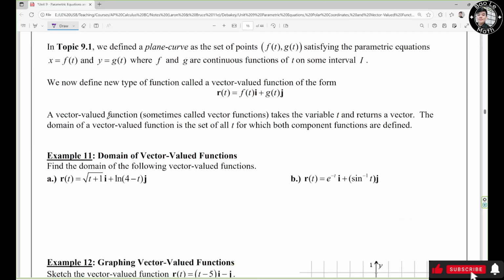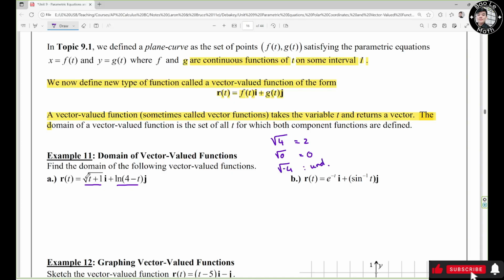Now we're going to talk about the domain of vector value functions. The domain of a vector value function is the set of all t for which both component functions are defined. So we look at this one right here. We need to find the domain of each component. This one is a radical: the radical of 4 is 2, the radical of 0 is 0, but the radical of negative 4 is undefined.